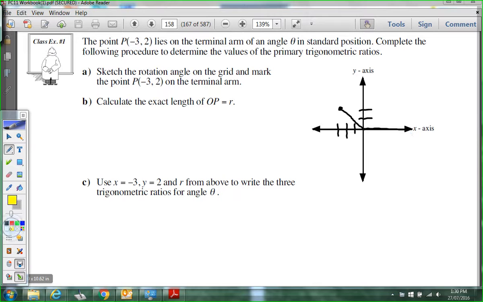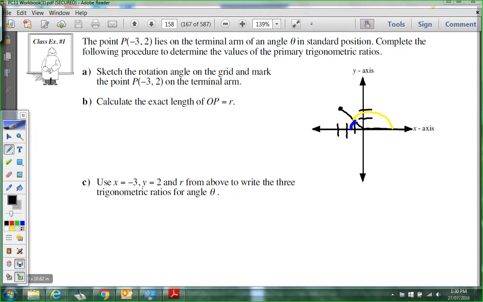I'm going to change colors just so we can see what the rotation angle is. The rotation angle is here. That's the rotation angle, but this right here is the reference angle. The reference angle is always back to the x-axis, so that's important for us to remember.